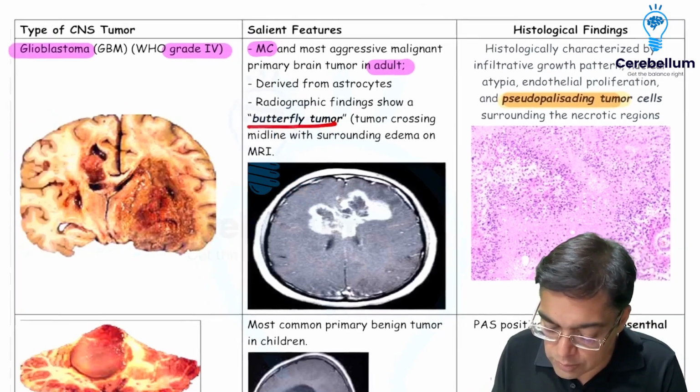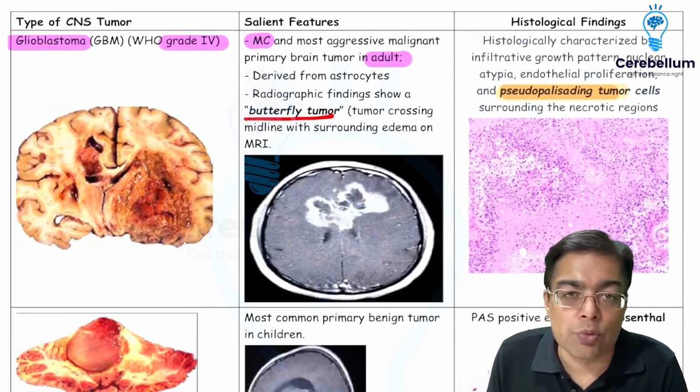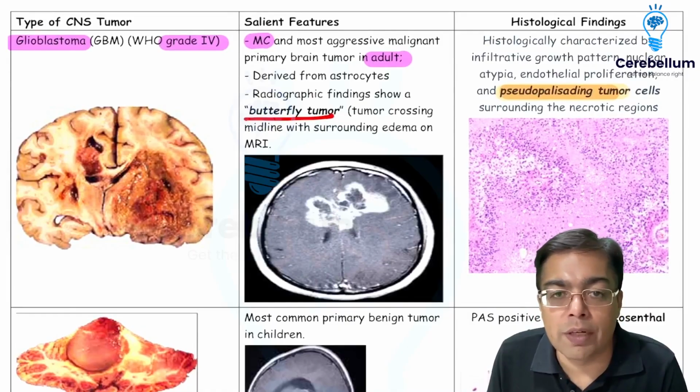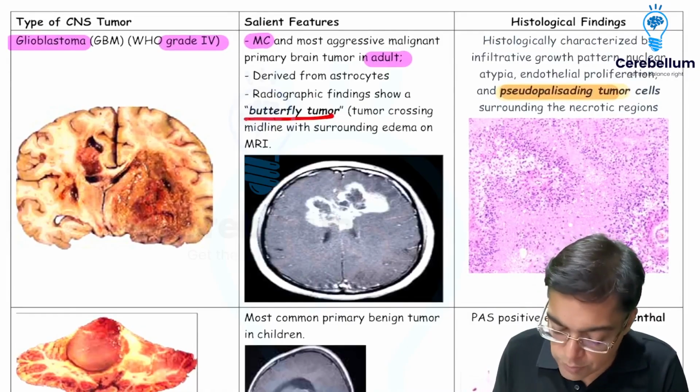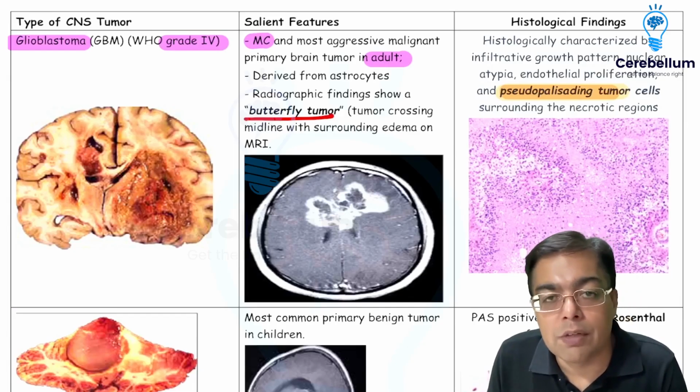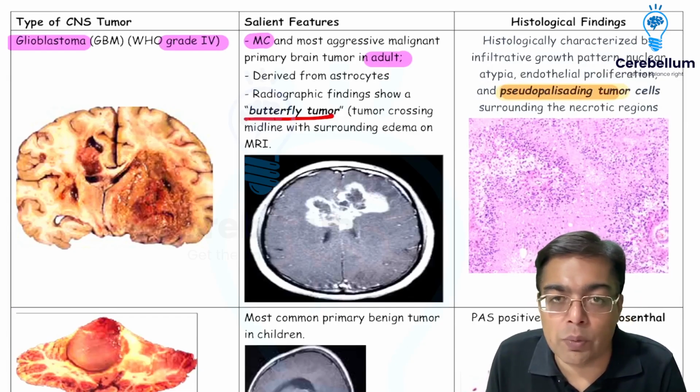Right. So the terms butterfly tumor and the presence of a pseudo-palisading pattern or the presence of an endothelial cell proliferation, that is what is going to be associated with glioblastoma. Significance to remember about glioblastoma is with respect to its aggressiveness, it's a highly aggressive tumor. So it's called a grade 4 tumor and therefore it is going to be associated with a poorer prognosis.